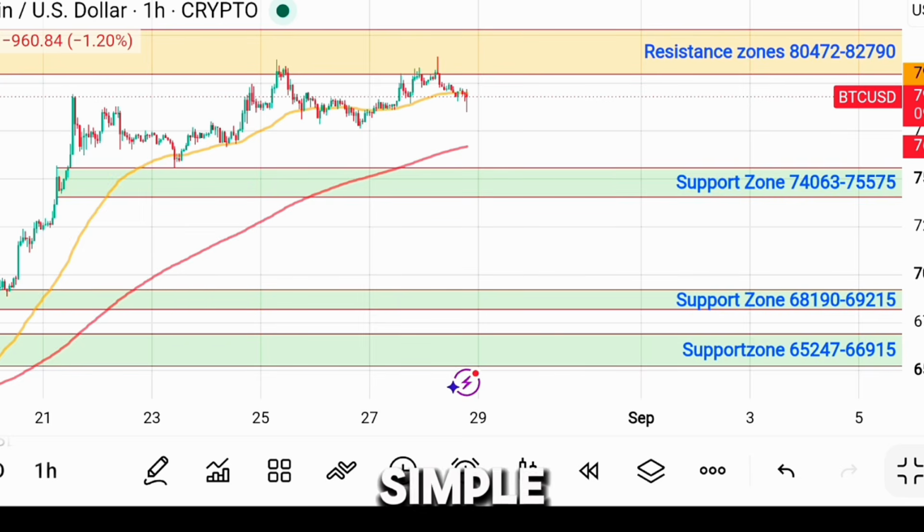My approach is simple. I don't want to chase price. I want price to come to my key zones, then I will wait for the price action and look for confirmation before making a decision.